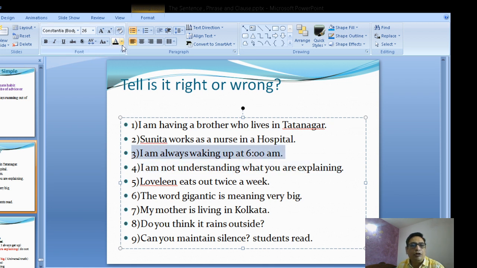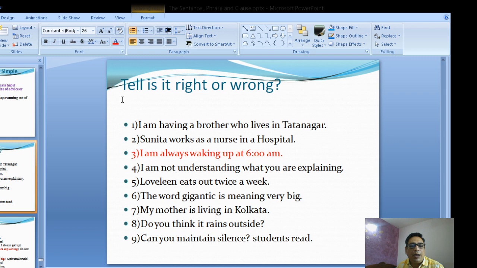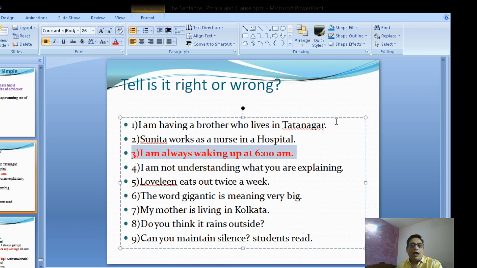Number 3 is, again you have to write the answer by putting the question number first. I am always waking up at 6 a.m. Is that right or is it wrong? Those who have written 2 as right, you have got full marks for that. Number 3. I am always waking up at 6 a.m. So write down 3 and then type in your answers.